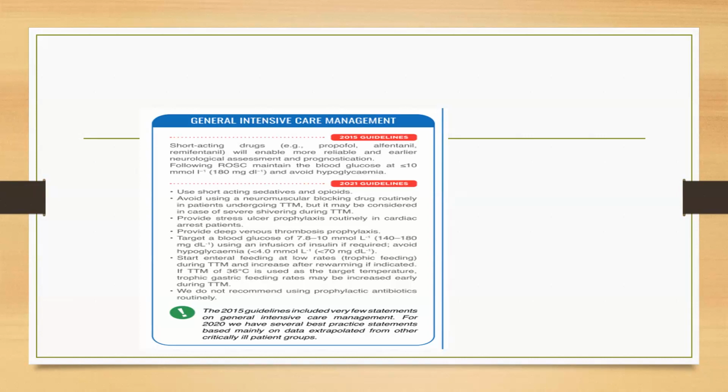Start enteral feeding at a low rate, that is trophic feeding, during TTM and increase after rewarming if indicated. If TTM of 36 degrees Celsius is used as the target temperature, the trophic gastric feeding rate may be increased early during TTM. We do not recommend routine prophylactic antibiotics.